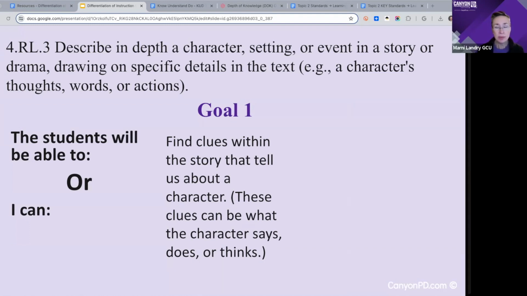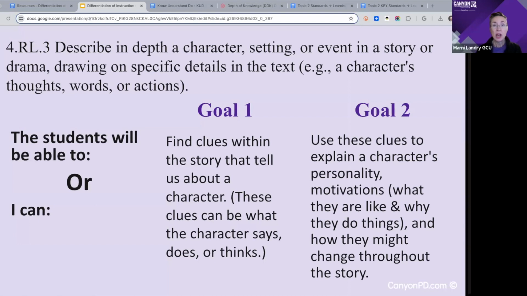So here's an example of a learning goal, a learning target for this standard. Describe in depth the character, setting, or event in a story or drama, drawing on specific details in the text. Remember, we kind of broke that apart earlier into the know and understand and do. And now here is a goal or a learning target for a student. Find clues within the story that tell us about the character.